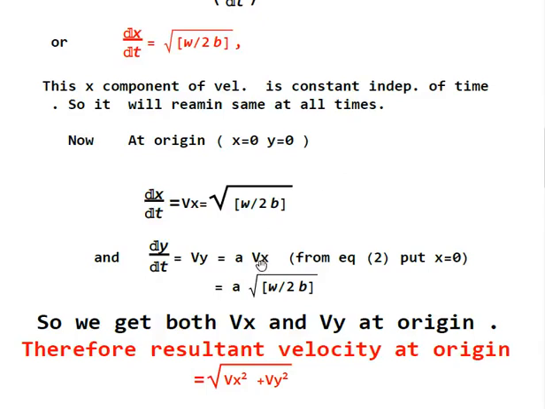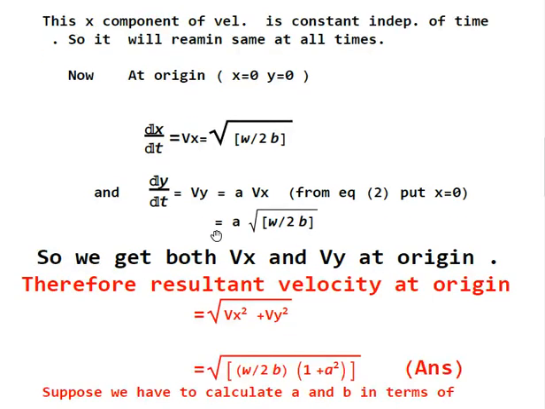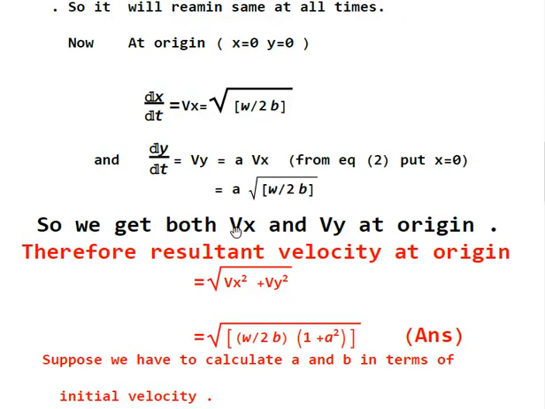And put the value of Vx, which means dx by dt. So this is Vy equal to a under root w by 2b. This dx by dt and dy by dt both are obtained at the origin, x equal to 0, y equal to 0. That is, we can consider it as initial horizontal velocity and initial vertical velocity. So both velocities Vx and Vy, these two are at the origin.